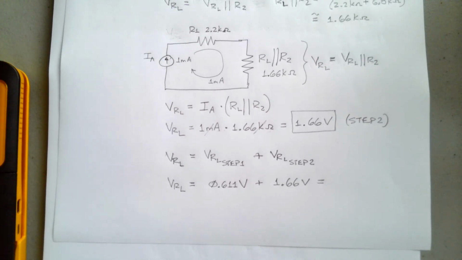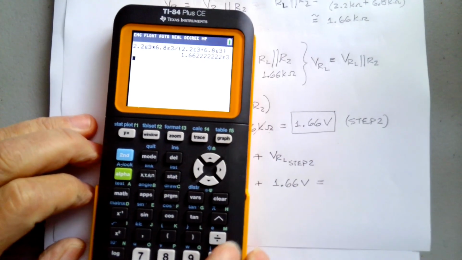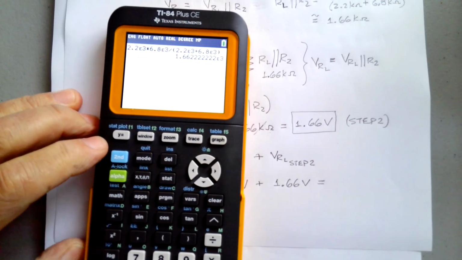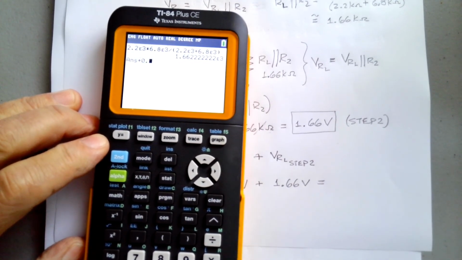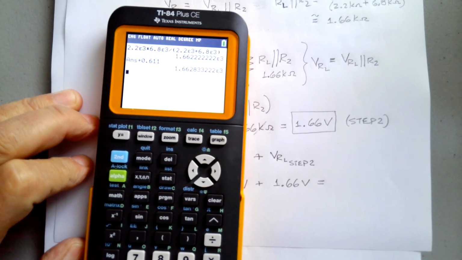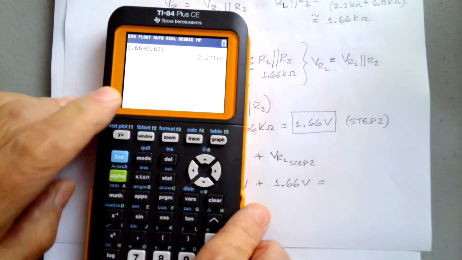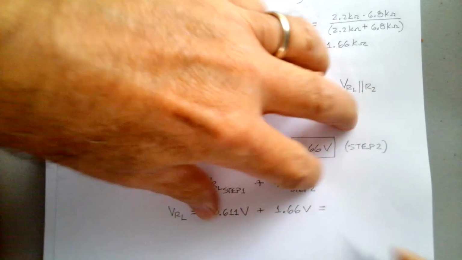Let's take 1.66 volts plus 0.611 volts, and we get about 2.27 volts.